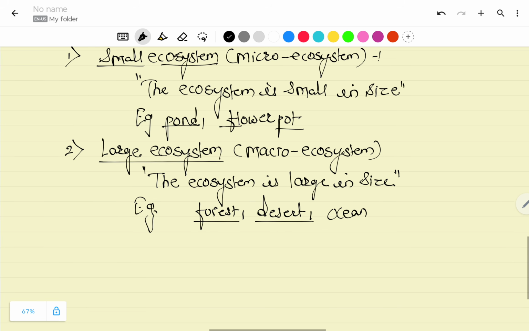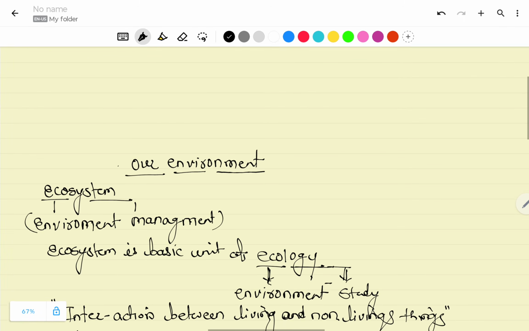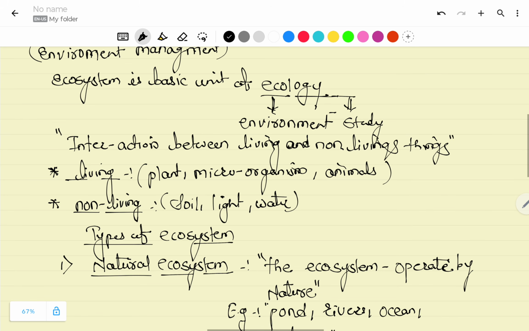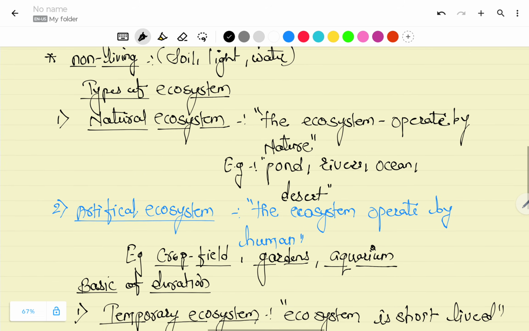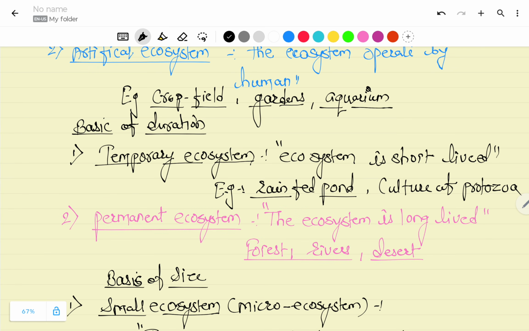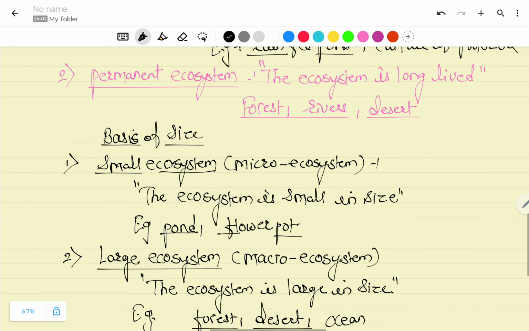So today we discussed the introduction to our environment. Ecology, and the ecosystem as its basic unit. We also discussed the types of ecosystem: natural ecosystem and artificial ecosystem. On the basis of duration, we classify two types, temporary and permanent ecosystem. On the basis of size, we divide into small and large ecosystem. So this is all about the introduction of our environment.